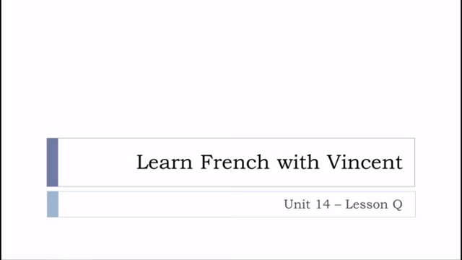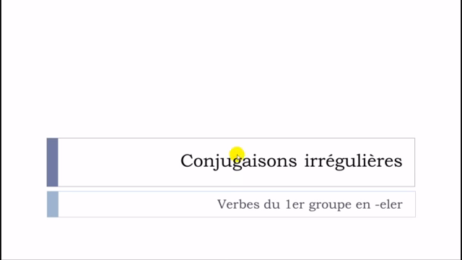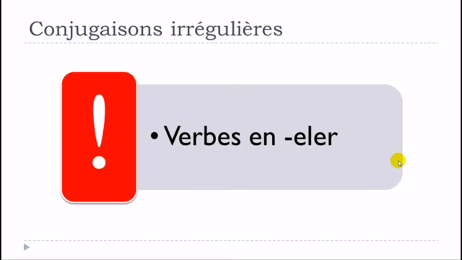Bonjour à tous and welcome to Learn French with Vincent. This is Unité 14, leçon Q. And in this lesson we'll see les conjugaisons irrégulières, and especially the verbs that end with E-L-E-R. Okay, so verbs from the first group, so regular verbs, but in some cases they will be a little bit modified.